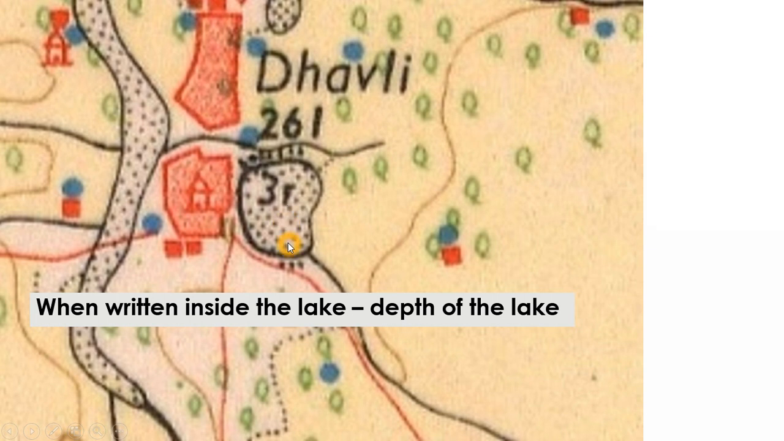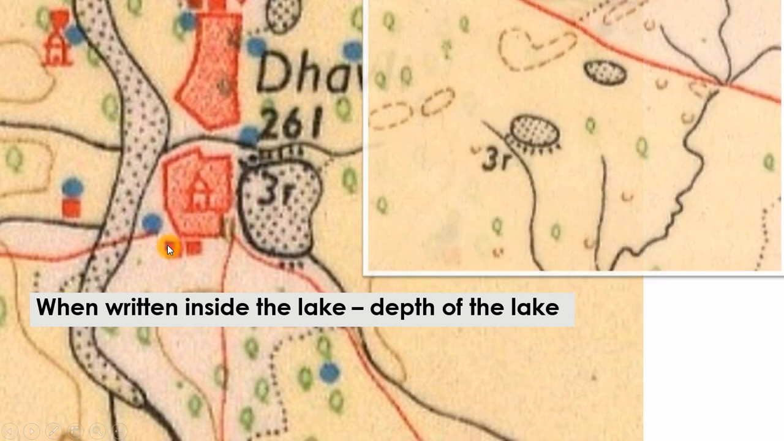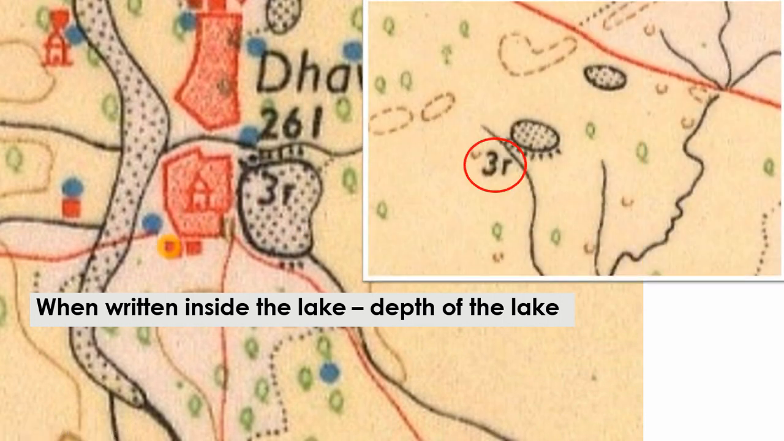Now here also it is the same scenario, but keep in mind the value is written inside the tank. That means the meaning of this 3r is that the depth of this tank is 3 meters, or this tank is 3 meters below the surface in relation with the surroundings. And remember, in the previous case it was written outside the tank near the embankment, so that shows the height of the embankment. So this is what I told you. It is a little tricky. You have to observe it carefully, then only you will get the correct answer.